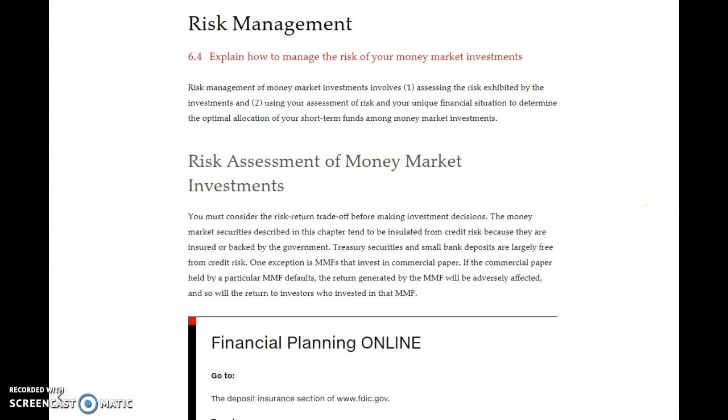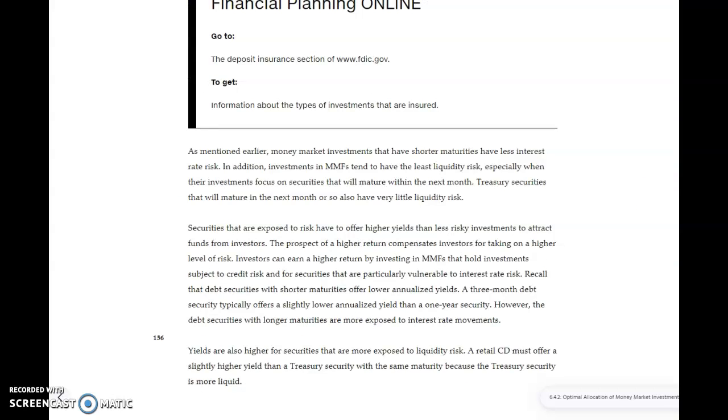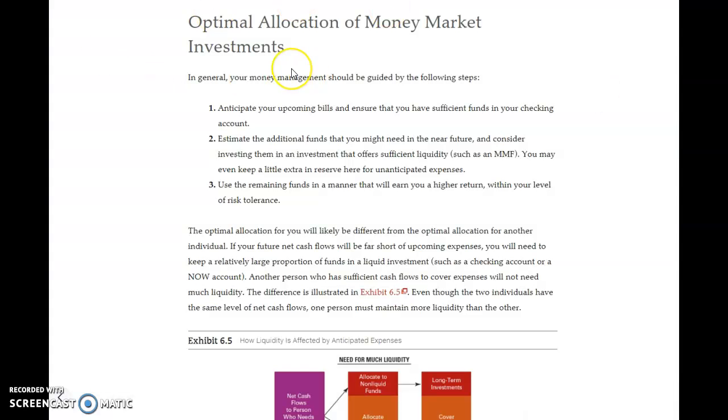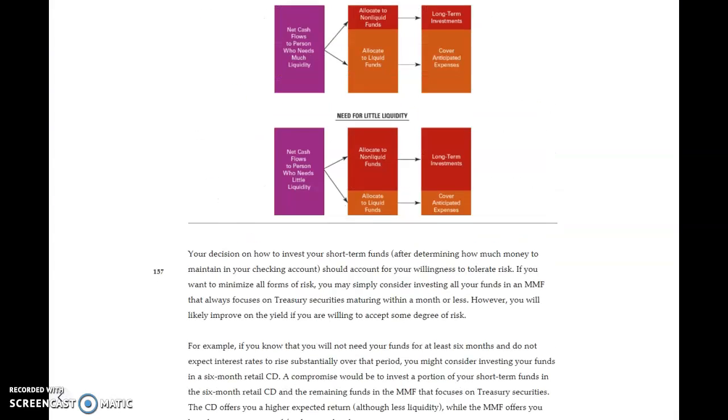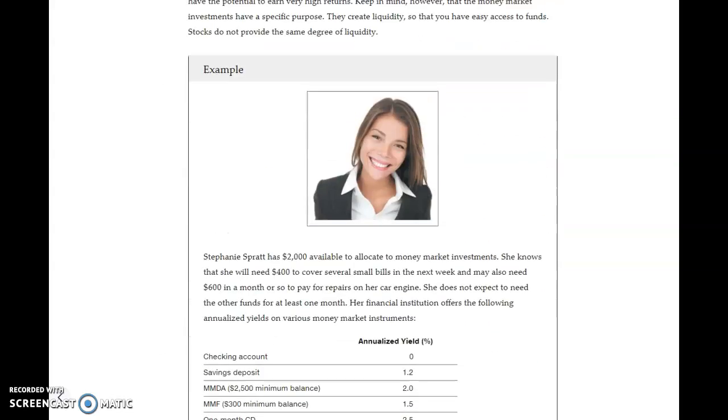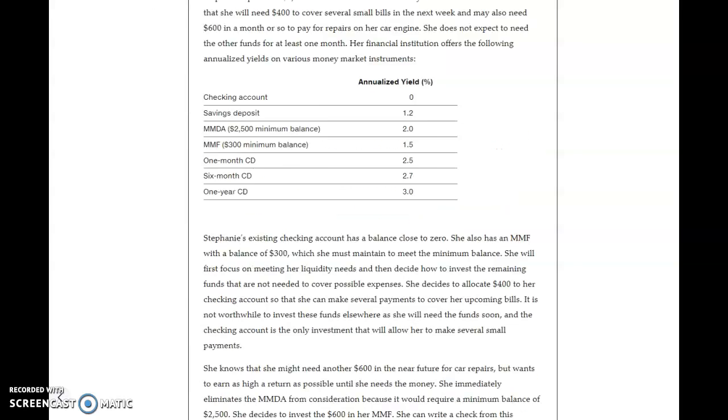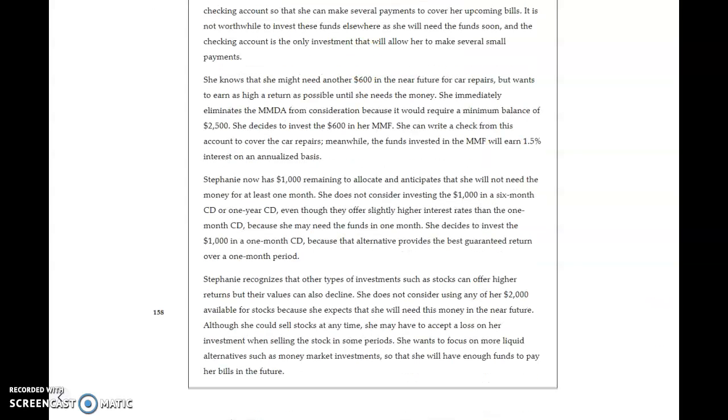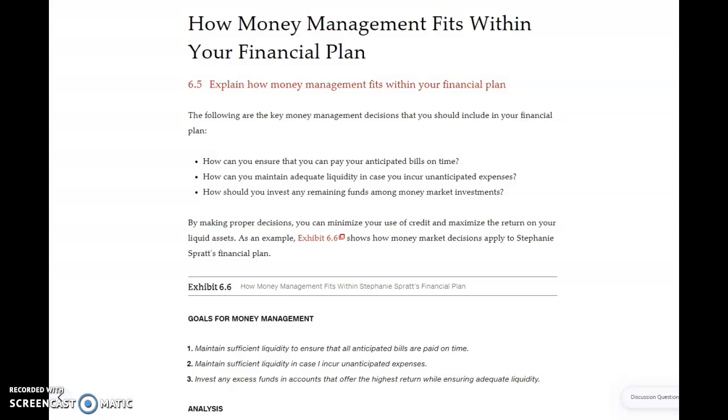Risk assessment of money market. This is section 4. Read over this. Optimal allocation of money market investments. It just talks a little bit about this, so I would look over this section. If you want to keep looking at Stephanie's example from chapter 1, like how she has all these different things, I would still go through some of this stuff. I think it's really a great read.